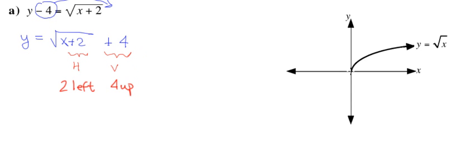Rough sketch, easy enough. Starting from here, we would have to go 1, 2 units to the right, 1, 2, 3, 4 units up. There's our starting point. And nothing has changed about the shape of the curve, so I'm trying to mimic that original arc as best I can.